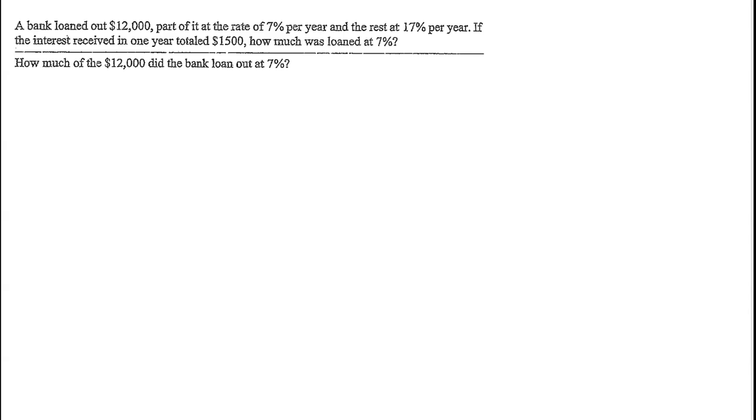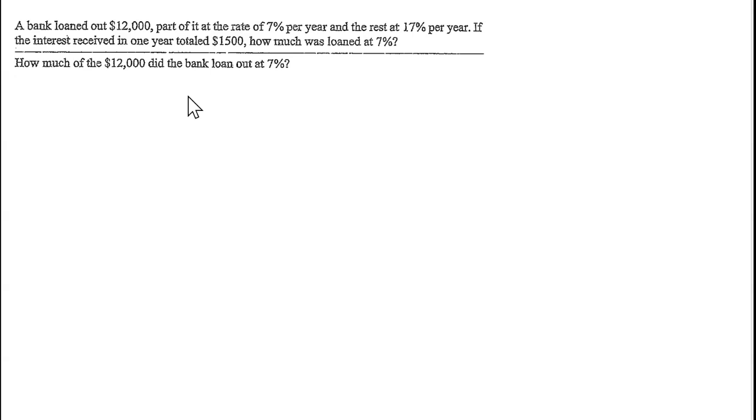So it says here a bank loaned out $12,000, part of it at the rate of 7% per year and the rest at 17% per year. If the interest received in 1 year totaled $1,500, how much was loaned at 7%? How much of the $12,000 did the bank loan out at 7%?